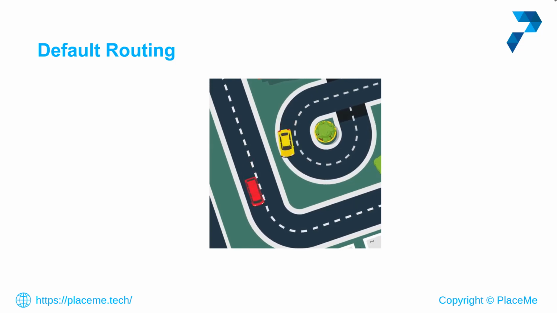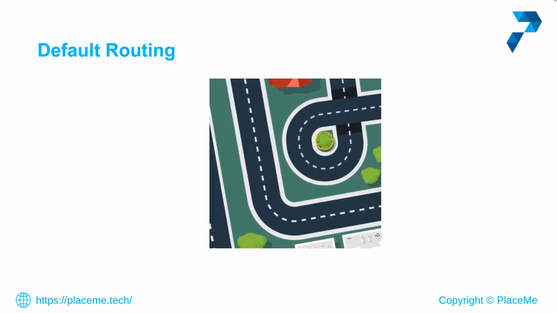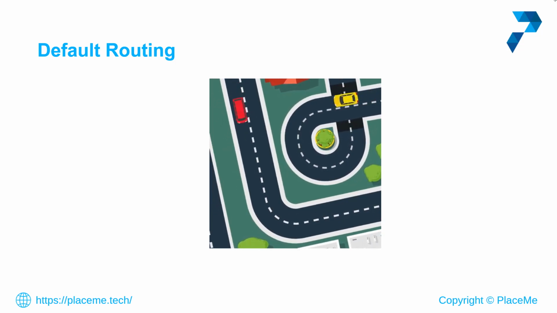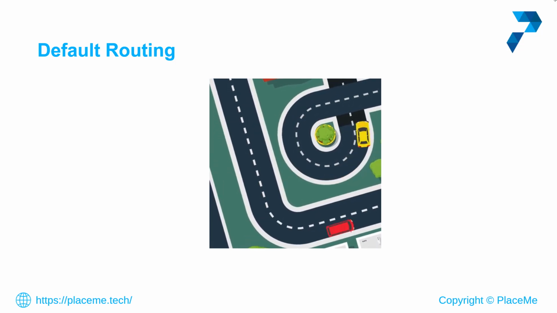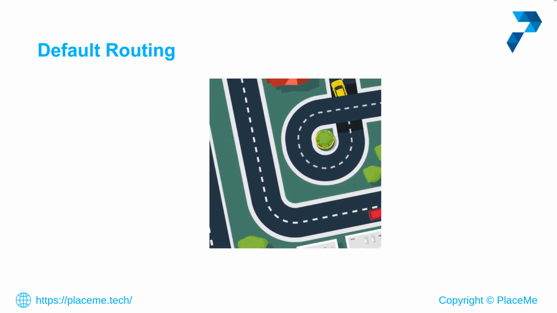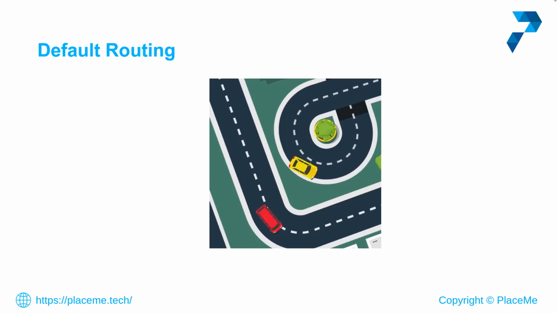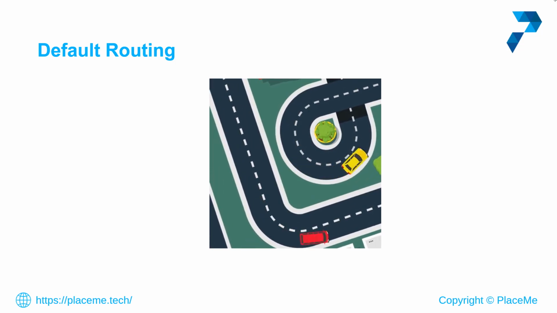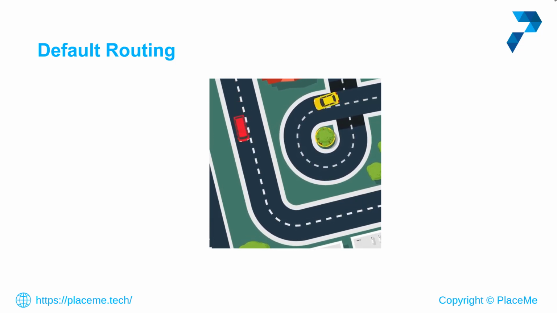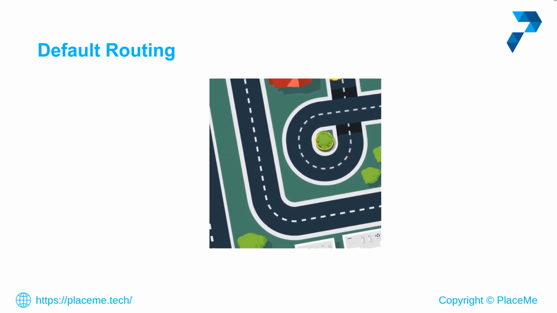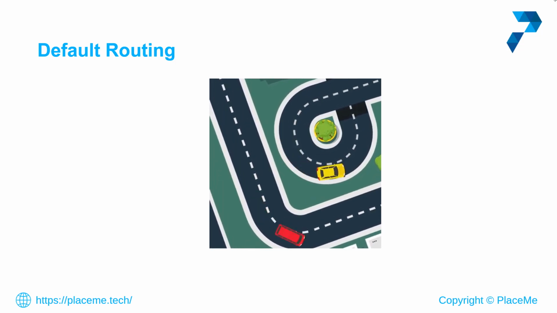The third one is default routing, the go-to highway. Here, a confused driver at a crossroad, unsure where to go, decides to take the highway. Imagine you're driving in an unfamiliar area and you have no idea which road to take. What do you do? You hop onto the nearest highway, knowing it'll eventually lead you somewhere familiar.